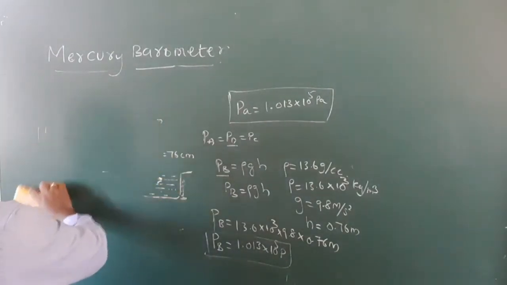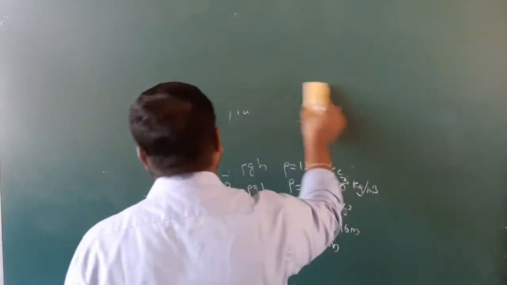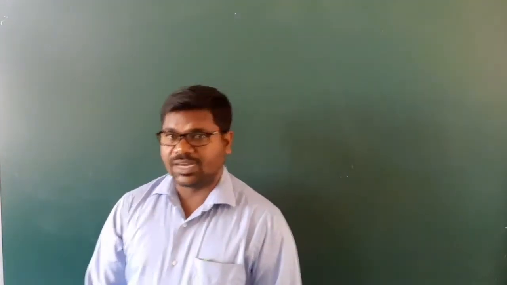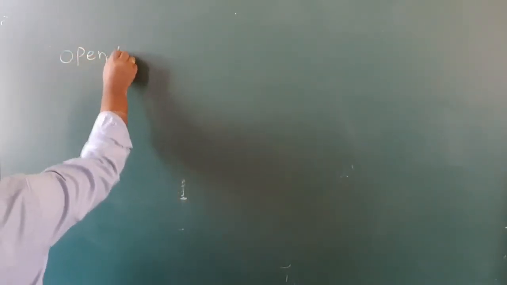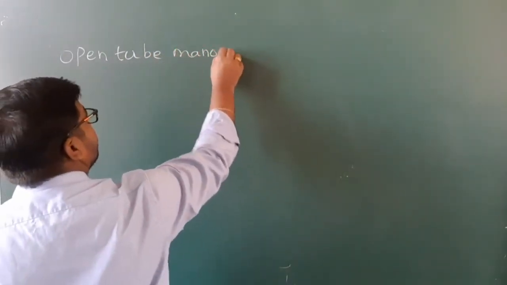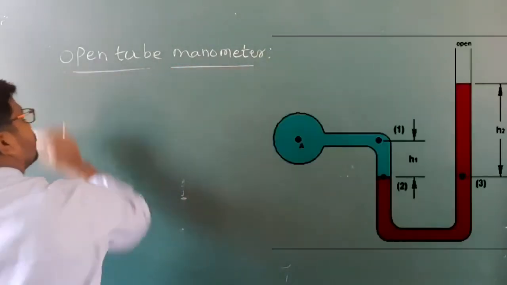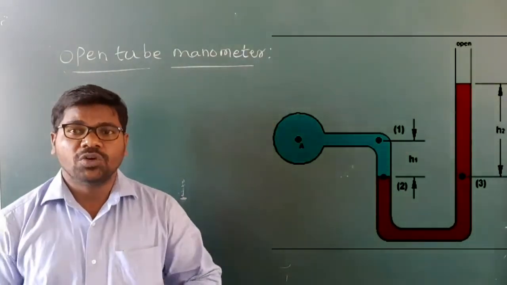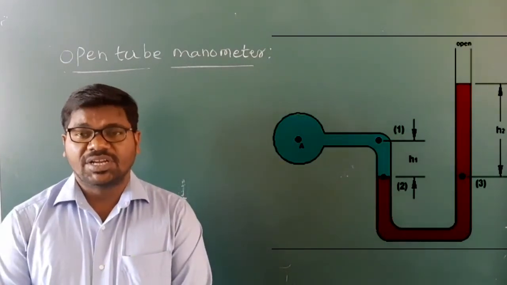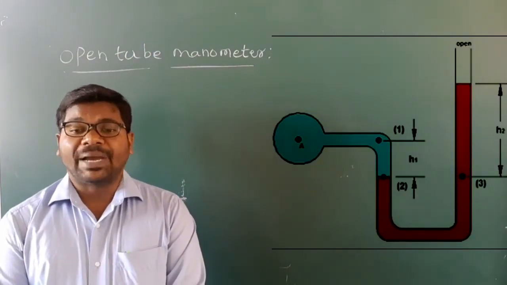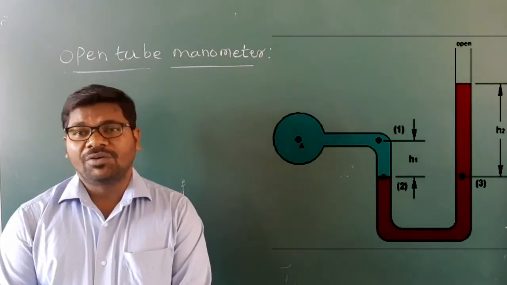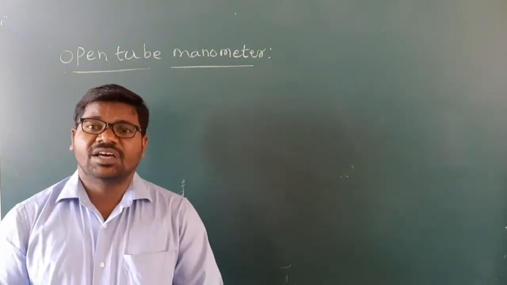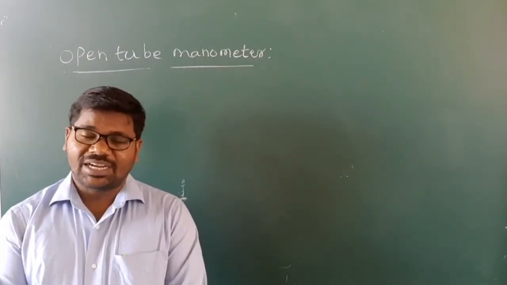Mercury barometer. Okay, so next we have to discuss the open tube manometer. We can find the atmospheric pressure by using the mercury barometer. Then how can we find the pressure of different gases and different liquids? With this open tube manometer, we find the pressure of different liquids, where the density of the liquid is not equal to the density of mercury. Understand?